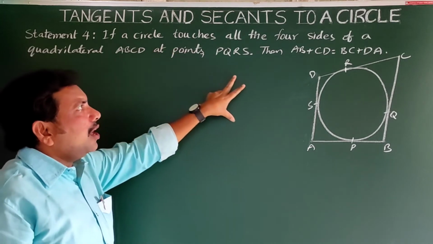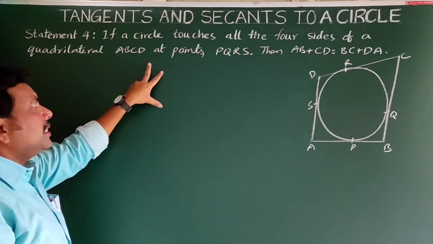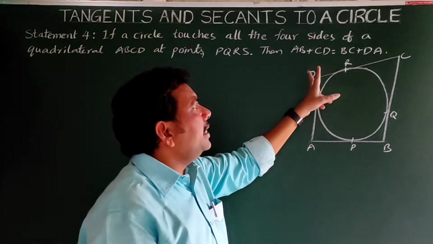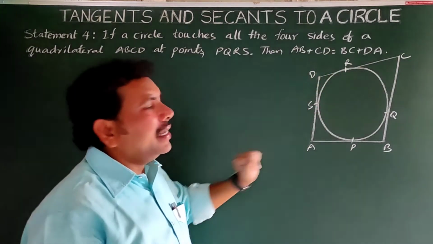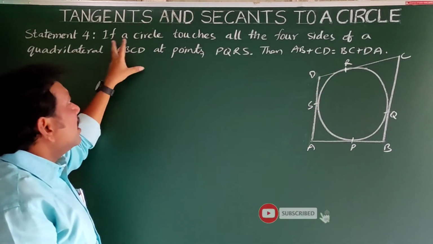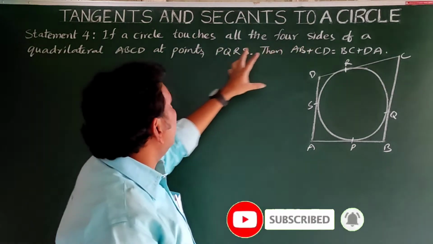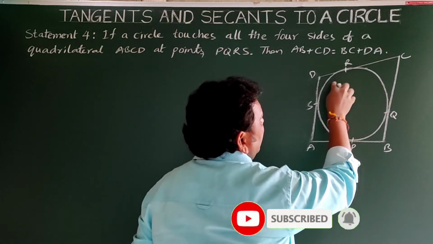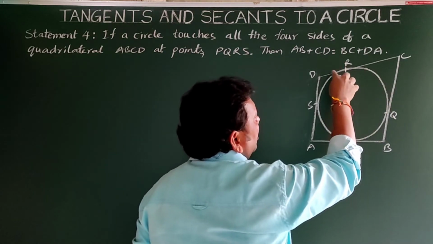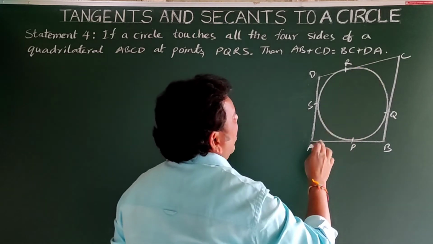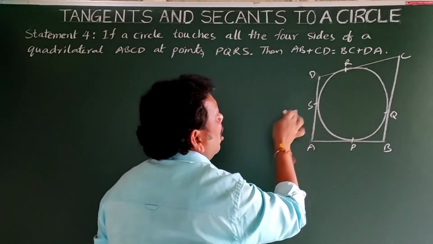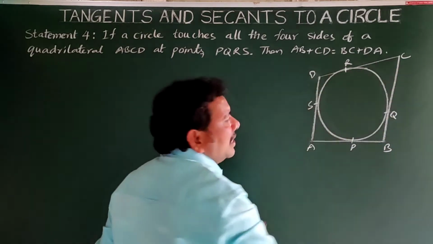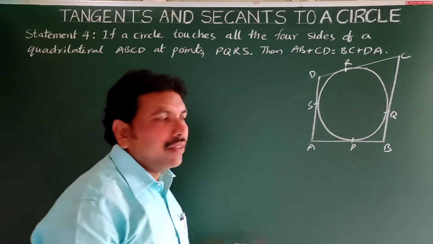If a circle touches all the 4 sides of a quadrilateral ABCD at points P, Q, R, S, then AB plus CD is equal to BC plus DA. See again, if a circle touches all the 4 sides of a quadrilateral ABCD at points P, Q, R, S, then what we have to prove? AB plus CD is equal to BC plus DA. Right? Let us prove.